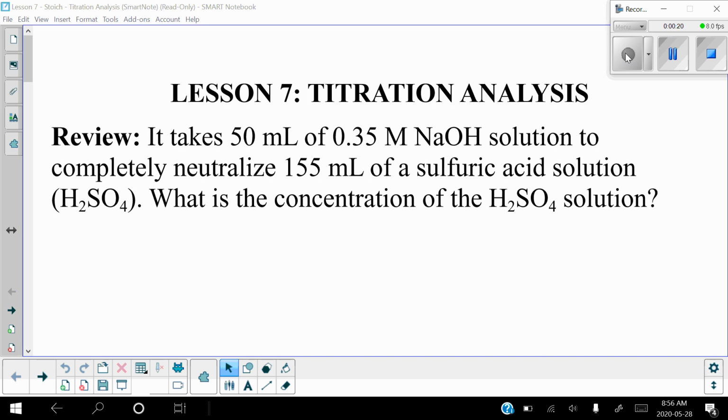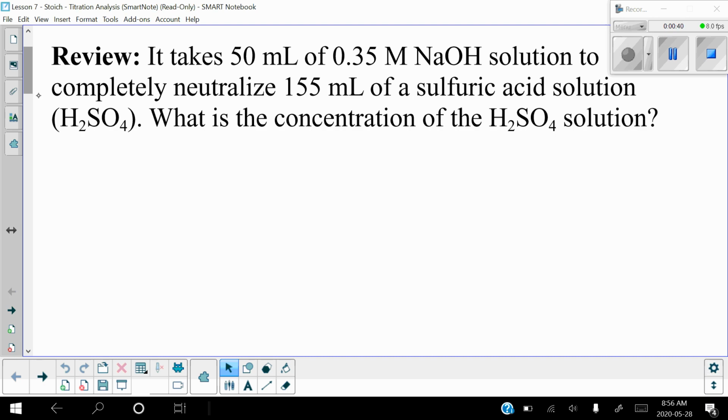It takes 50 milliliters of 0.35 mole per liter sodium hydroxide solution to completely neutralize 155 milliliters of sulfuric acid. What is the concentration of sulfuric acid?